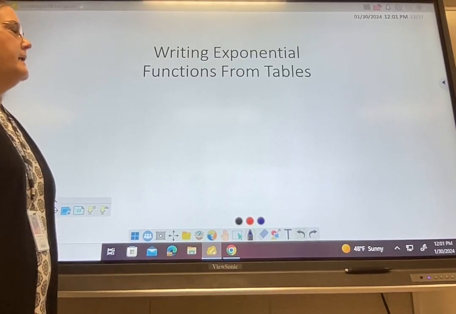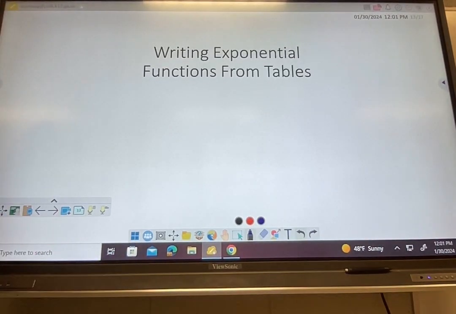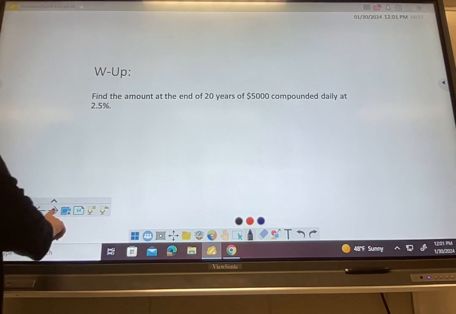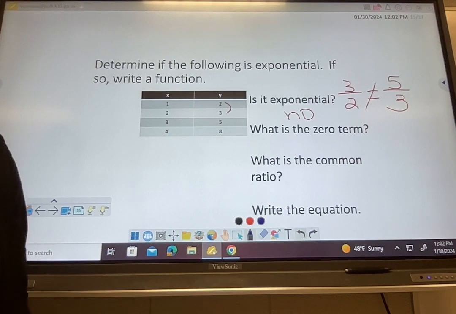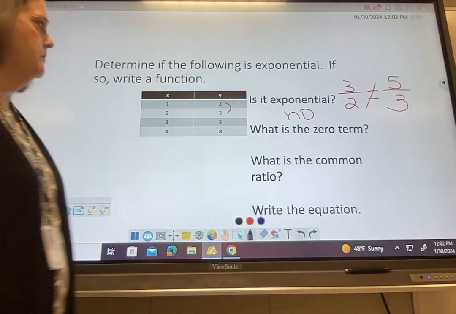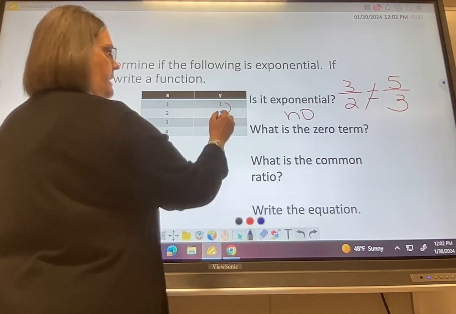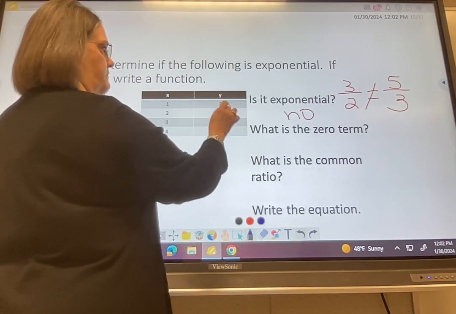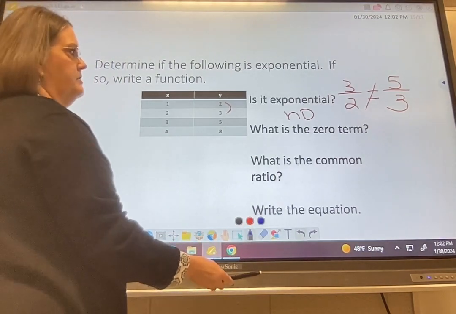Okay, we're going to be writing exponential functions from tables today. So given a table, you write the exponential function that goes with it. First thing we have to determine is whether or not the function is exponential. And the way that we determine that is we take the second term and divide it by the first term, and we'll find what we're multiplying by. That's how we do that.